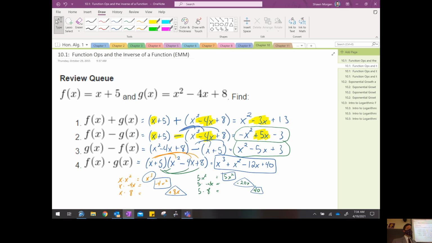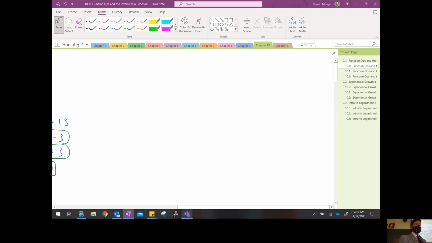All right, then. This section is titled Function Operations and the Inverse of a Function, okay? And so what we're going to be doing is messing around with a lot of different functions. And before we get into the material in earnest today, I want to remind you what a function is like.